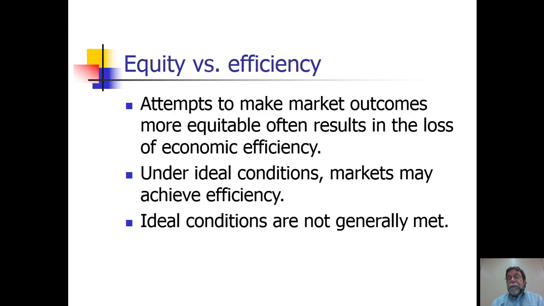Unfortunately, though, ideal conditions are not generally met, and in fact, often may be rarely met. There are often elements of market failure where we have market concentration on one side of the market, we have monopolies or monopsonies, we have externalities, or the good may have some public aspects to it, in which case market outcomes may not be ideal. And we'll talk about all these issues as we move through the course.